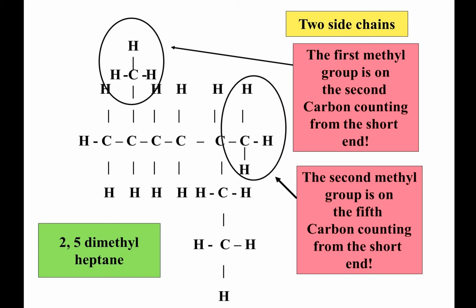Well, we're going to count from the short end of the chain to the first side group. This time, I'm going to count from the other end, so to speak, because notice the 2nd carbon from the left side is where the methyl group is attached. The next methyl group is attached at the 5th carbon. Therefore, 2,5 identifies the carbons to which the side chains are attached. Dimethyl, of course, means that there are 2 methyl groups, 1 on each location. And again, heptane means 7 carbons with single bonds.